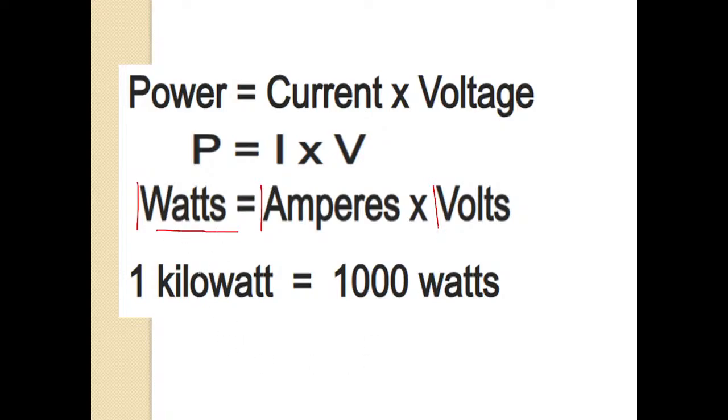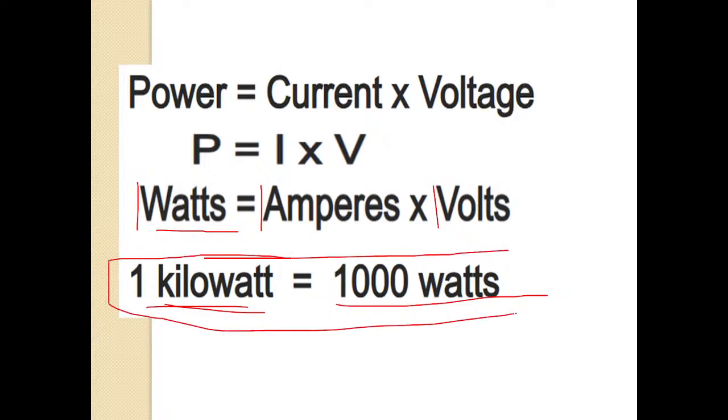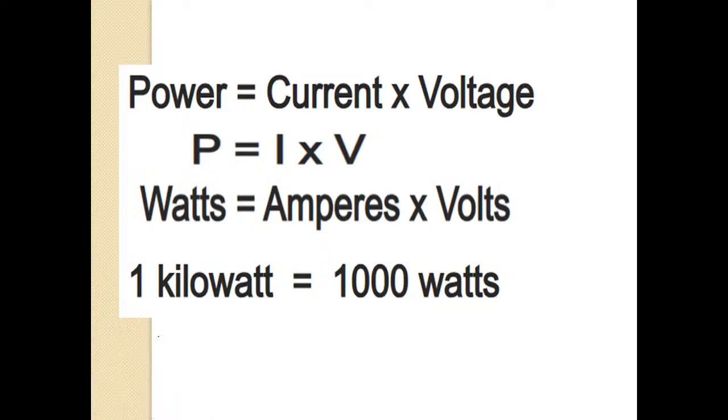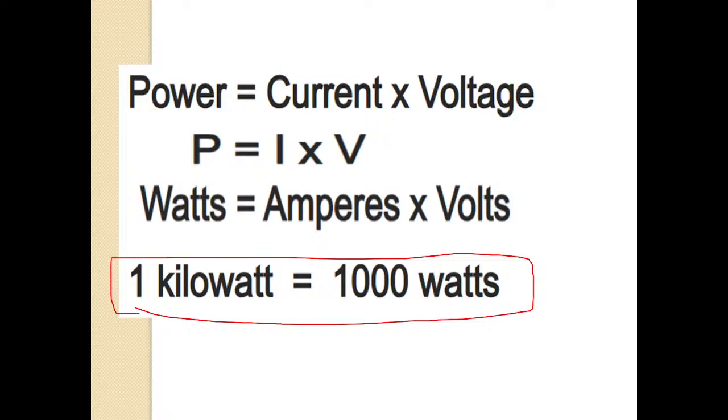Now, if I convert this watt into kilowatts, kilo means 1000. So 1 kilowatt is equal to what? 1000 watts. Write down this: 1 kilowatt is equal to 1000 watts. Just write it down. I hope you have written.